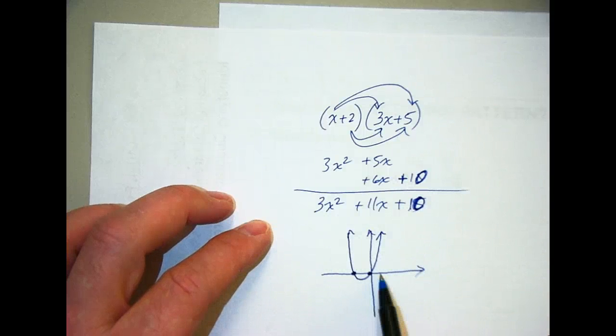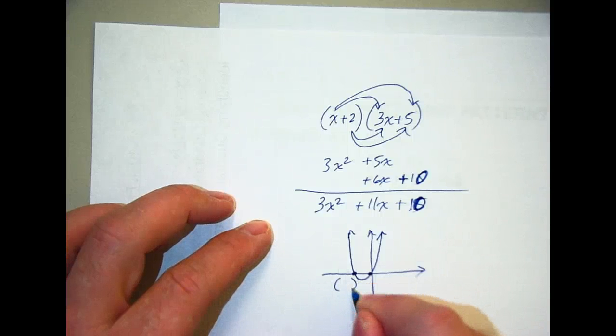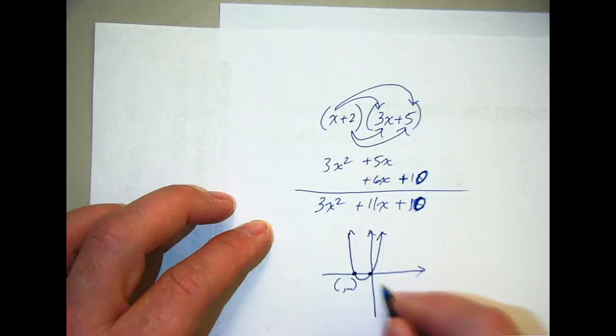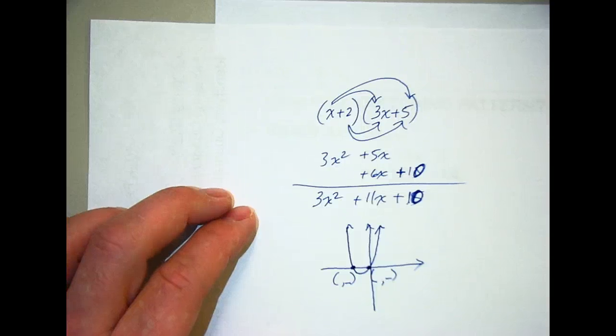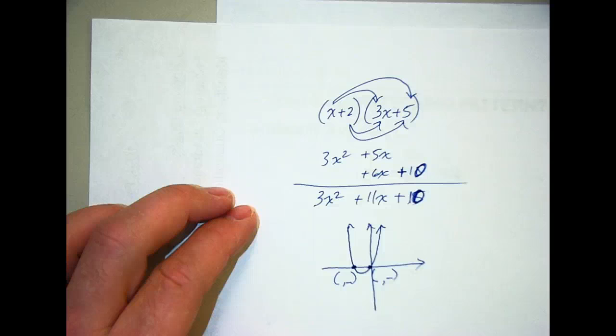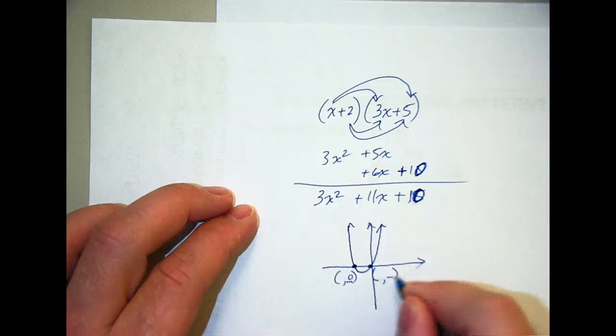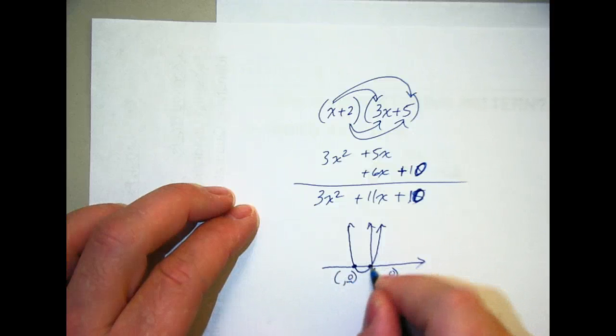Everyone agree? Tell your neighbor what y is when we find the x-intercepts. What's the value of y? If I were to write this coordinate, what's my y value? How many know it? What is it? Everyone? It's 0. When y is 0, it crosses the x-axis.